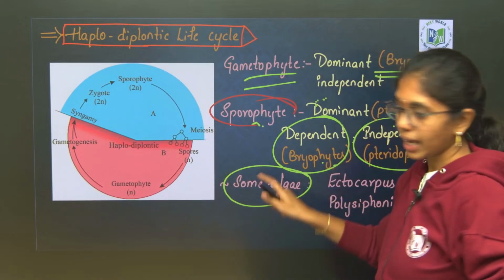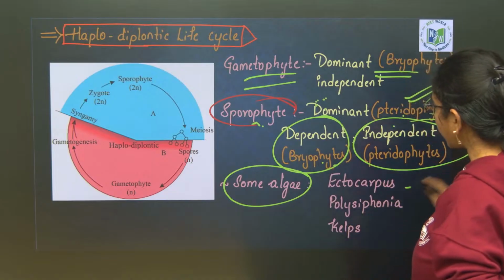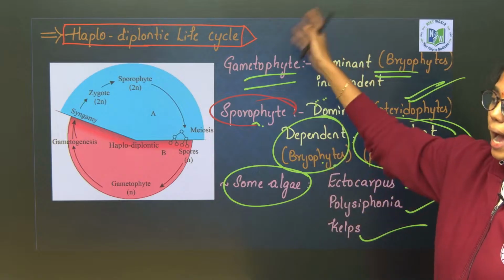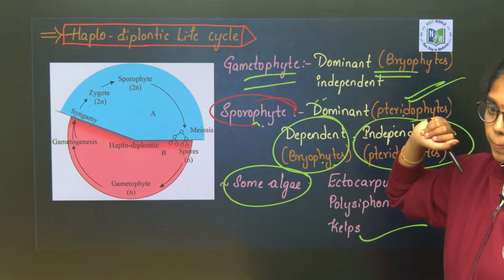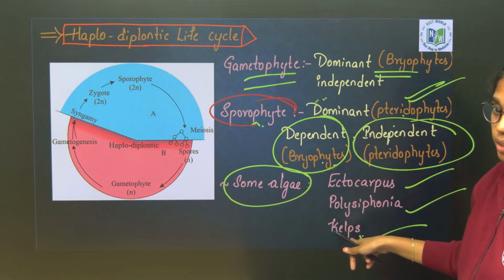Some algae, I said there are exceptions which have haplodiplontic life cycle. Some algae like Ectocarpus, Polysiphonia and kelps will have what? Haplodiplontic life cycle. Clear? Any doubt anywhere? Examples are important, exceptions are most important.